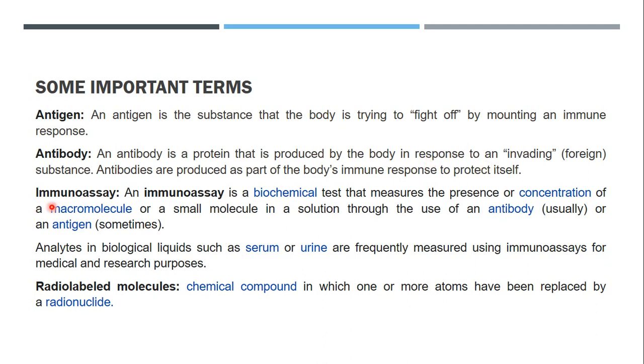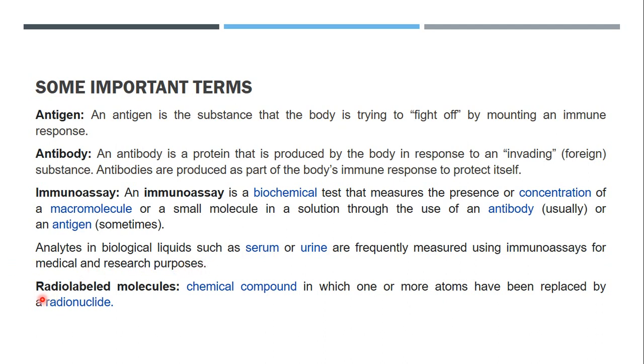Next term is immunoassay. Here again you can see it is made by immuno and assay. It is a biochemical test that measures the presence or concentration of a macromolecule or small molecule in a solution through use of an antibody or sometimes antigen. Analytes in biological liquids such as serum or urine are frequently measured using immunoassays for medical and research purposes.